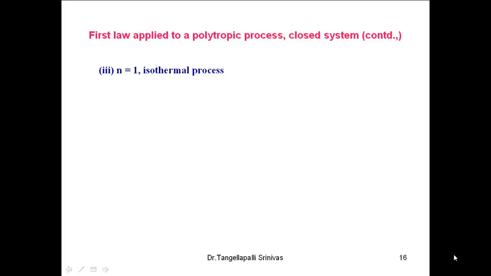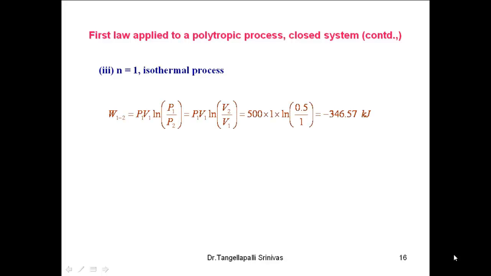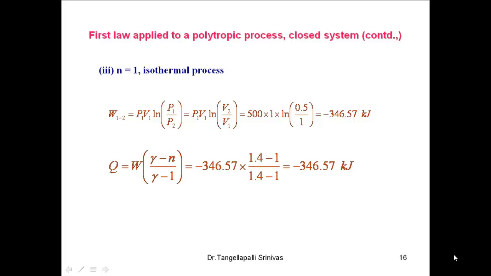For the isothermal process, PV is equal to constant for the ideal gas, that is n is equal to 1. The work is calculated from the fundamental equation P1 V1 log of (P1 by P2) or (V2 by V1), since P1 V1 is equal to P2 V2. Now the work is minus 346.57. The heat is minus 346.57. Both are the same, since (gamma minus n) by (gamma minus 1) is getting cancelled, therefore the difference in the energy interactions is 0.